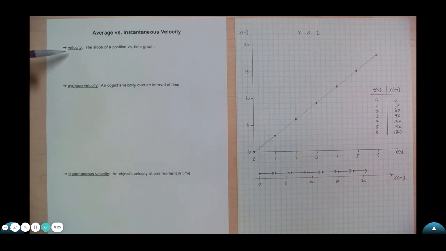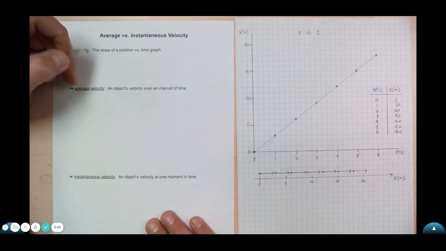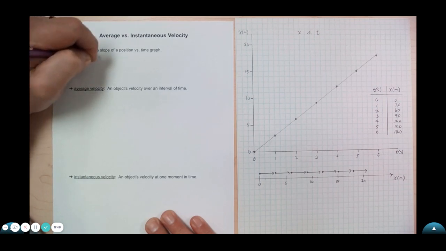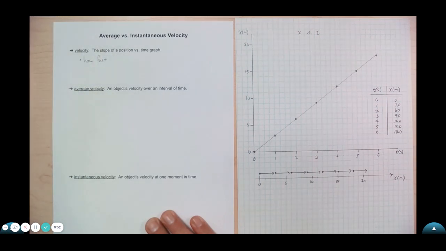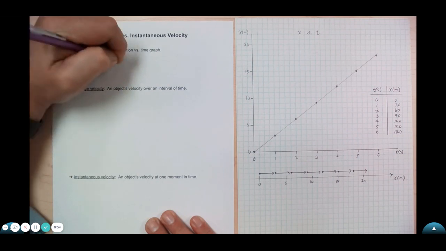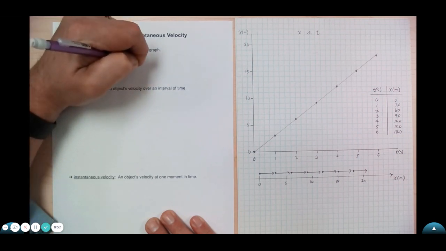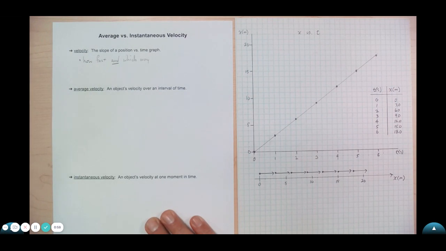We've sort of figured out that the slope of a position versus time graph tells you two things. It tells you, first off, what way an object is going. Is it going in the positive or negative direction? And it also tells you how fast it is going. So it tells you both speed and direction. So velocity, if you will, is first how fast, and secondly which way an object is going.